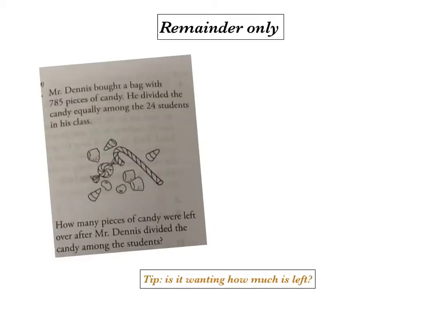There will also be times when you're only looking at the remainder. Mr. Dennis bought a bag with 785 pieces of candy. He divided the candy equally among the 24 students in his class. How many pieces of candy were left over after Mr.